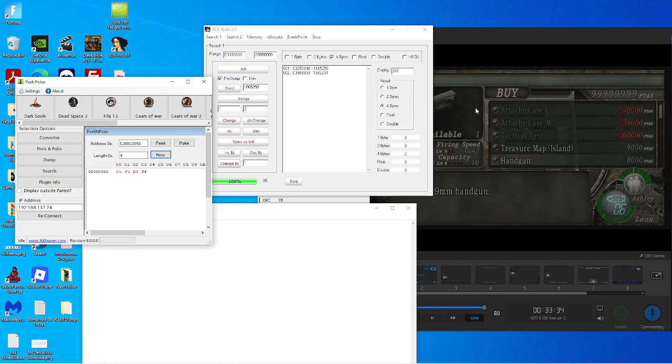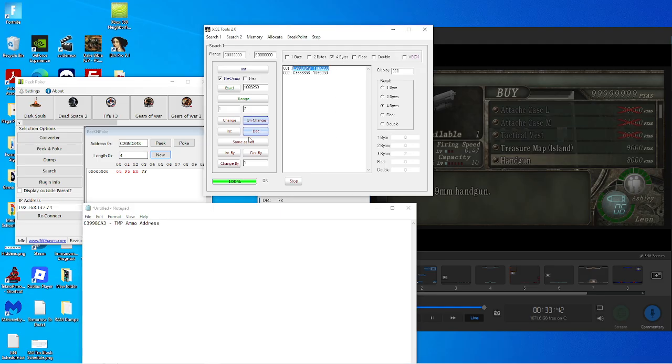And fortunately for us, if I remember correctly, the ammo address, not the ammo, the money address in this game is actually static. So you can come back to this address and set it literally any time, and you'll just get infinite money every time. Pretty easy.